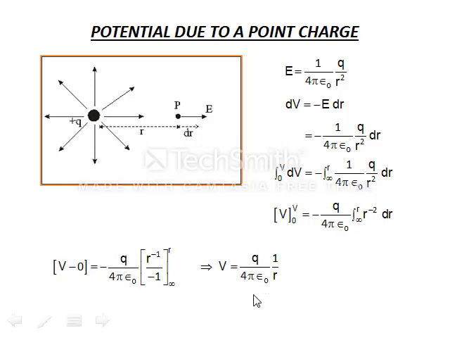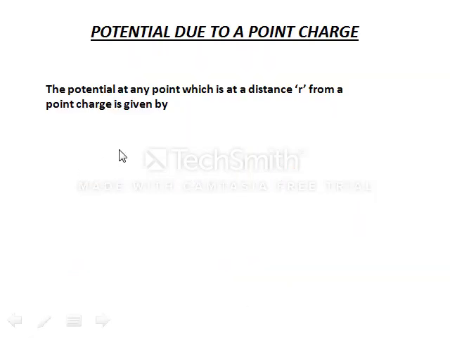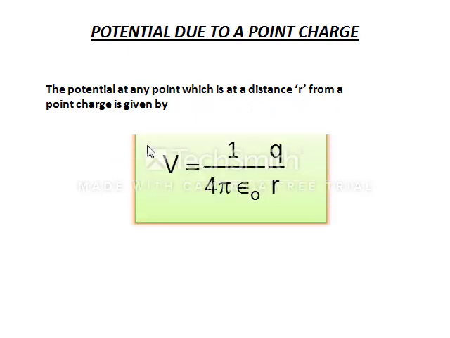So this is the basic formula. At a distance r from a point charge Q, the potential is 1 by 4 pi epsilon naught Q by r. So our conclusion is potential at any point at a distance r from a point charge is given by this formula. V is 1 by 4 pi epsilon naught Q by r. The basic formula for potential due to a point charge.